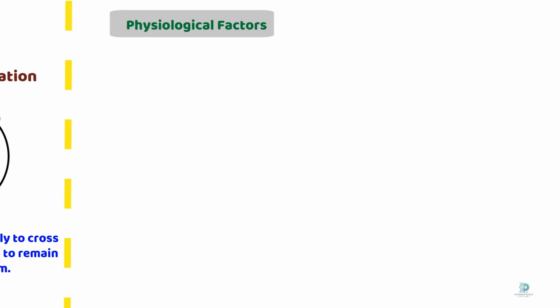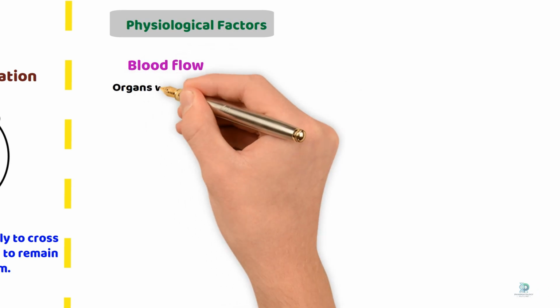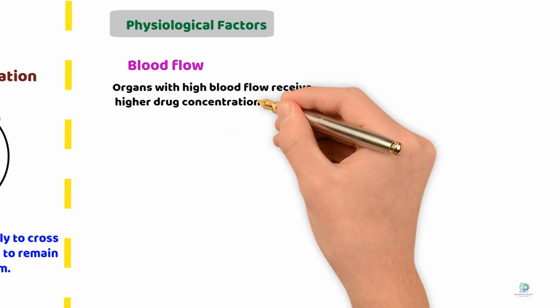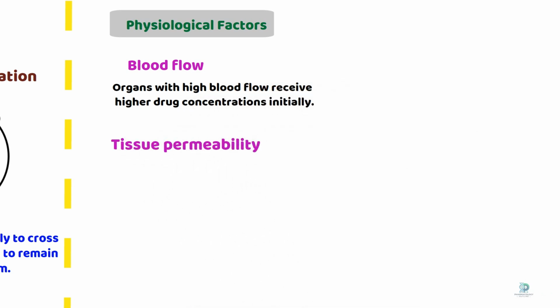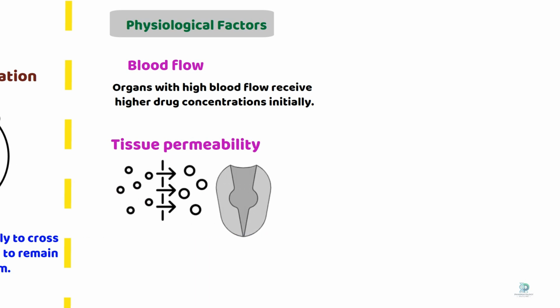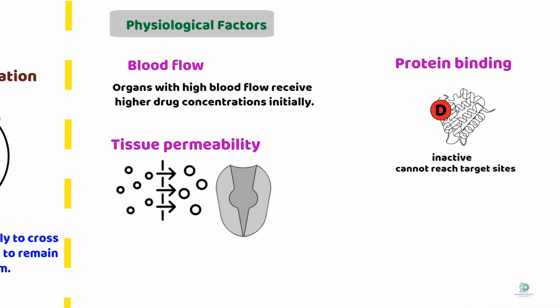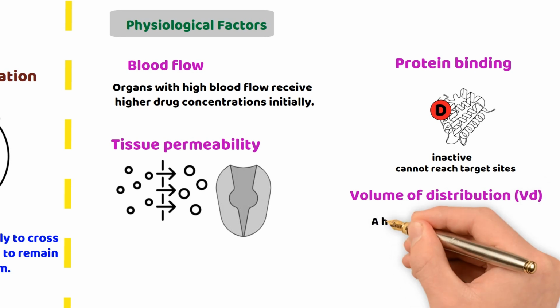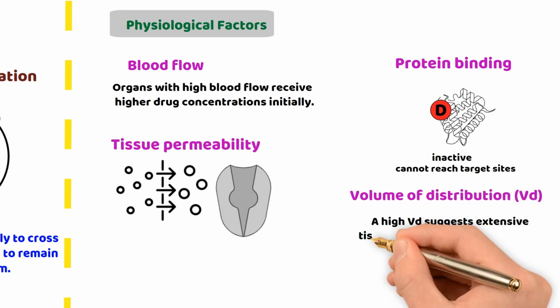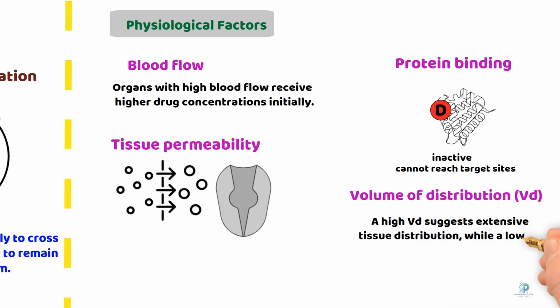Physiological factors. Blood flow. Organs with high blood flow receive higher drug concentrations initially. Tissue permeability. The integrity of capillary walls and the presence of specific transporters in tissues influence drug entry. Protein binding. Drugs can bind to plasma proteins, primarily albumin, and tissue proteins. Protein-bound drugs are inactive and cannot reach target sites. Volume of distribution. A high volume of distribution suggests extensive tissue distribution, while a low volume of distribution indicates limited distribution.